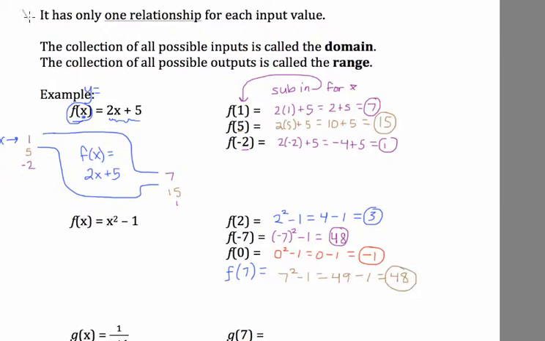I wanted to talk again about this statement. Every input has only one specific relationship. So that means right here, if I have f of negative 7, I'll never get anything except 48. Negative 7 only goes with 48. We'll never go with another number. But take a look at this. I have two outputs of 48. It's okay if two of the same output go with different inputs, but not the other way around.